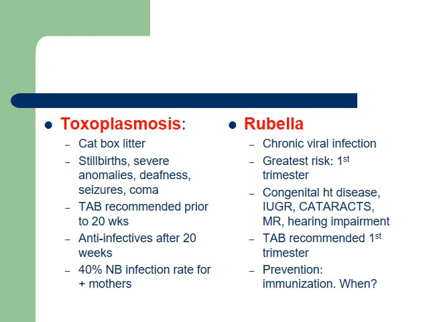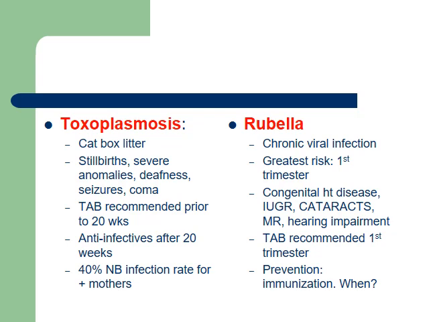Toxoplasmosis is the cat box litter one. It can result in stillbirth, severe anomalies, deafness, seizures, or coma. It's bad. All of these are bad. It is so bad that they recommend a therapeutic abortion prior to 20 weeks if there's toxoplasmosis positive. The babies are just not going to make it. They are given anti-infectives after 20 weeks to help prevent infection, and there is a 40% newborn infection rate for moms that are positive for toxoplasmosis. 40% of those babies will have it.